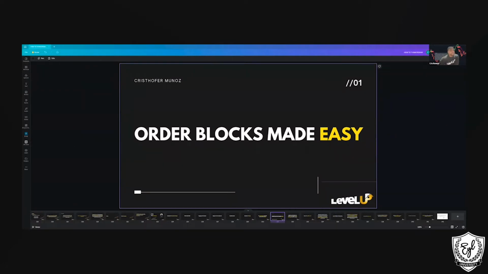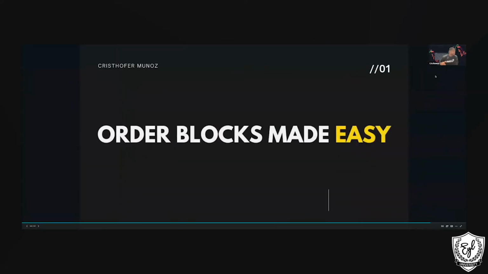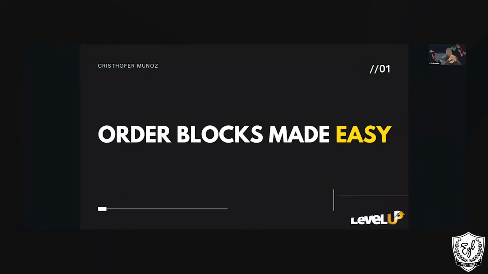So order blocks made easy is the class for today. You folks are definitely correct. So order blocks are zones, right? But they're a little bit different than zones. Eric definitely hit it on the money. He said these are institutional orders or money. That's where the big banks, the smart money, really come in.